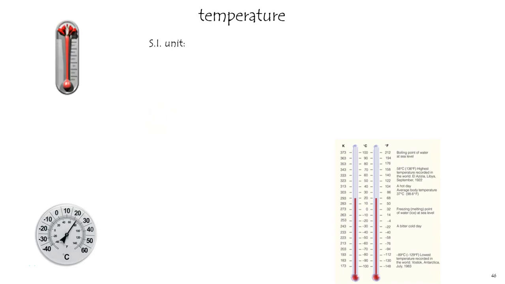Hey, let's take a look at temperature. The SI unit is Kelvin. Why? It's the only one that can't go below zero. Therefore, it's never negative and it's better for mathematical conversions.